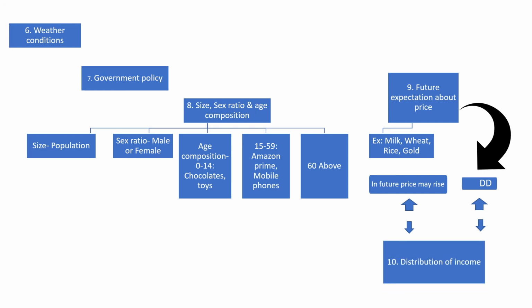Now coming to the 10th and last one, that is distribution of income. See, when I say distribution of income, it does not mean that there should be an equal distribution of income between the rich and the poor. It means the gap between the rich and the poor is not wide, it is narrow.